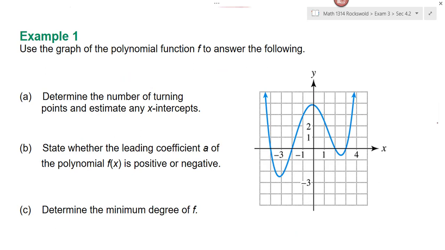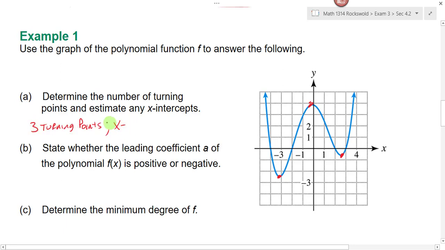Part A says for us to determine the number of turning points and then estimate the x-intercepts. So how many turning points do we have here? There's 1, there's 1, and there's 1. So there's a total of 3 turning points. And I have x-intercepts at -4, and then another one at -2, another one at 2, and another one at 3.